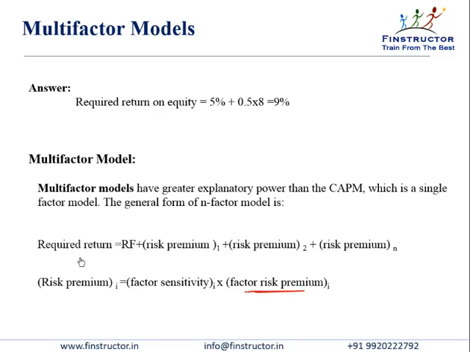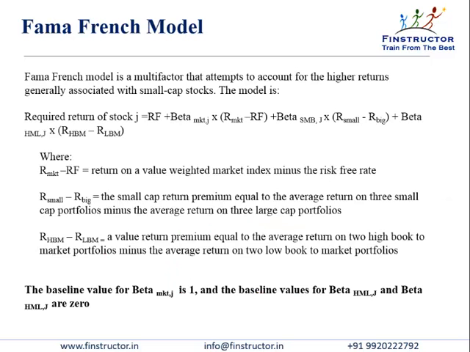So in multi-factor models, the required return is again the risk-free rate plus beta 1 into equity risk premium 1, beta 2 into risk premium 2, so on and so forth. So the risk premium is the factor sensitivity multiplied by the factor risk premium. So we'll understand some multi-factor models. The first is called the Pharma French model.